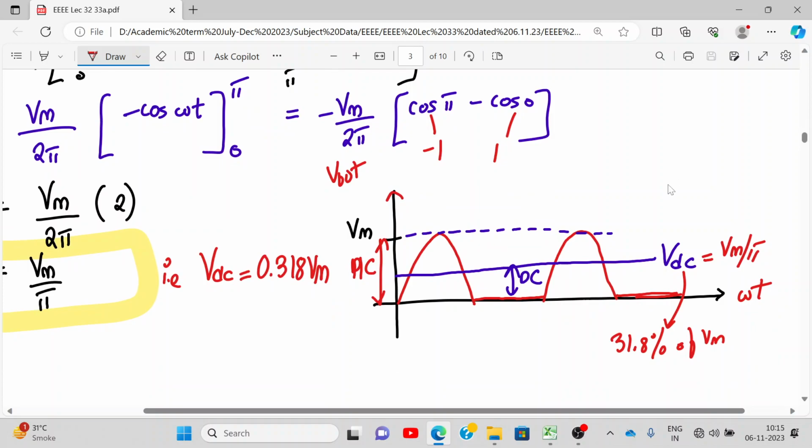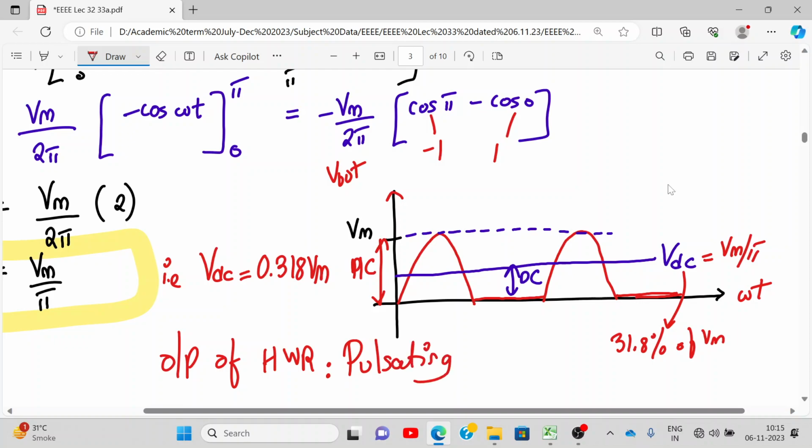So what is the output? If you can see over here, AC and DC both are present. The output of a half-wave rectifier, what we want at the output of a rectifier is a DC. We don't get a DC, we get a pulsating DC. What do you mean by pulsating DC? An AC waveform which contains a DC component is pulsating DC. So this waveform has both AC and DC components. That is proven from the average value. Is this understood? Okay.